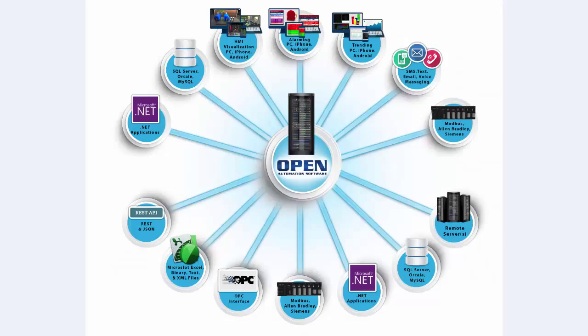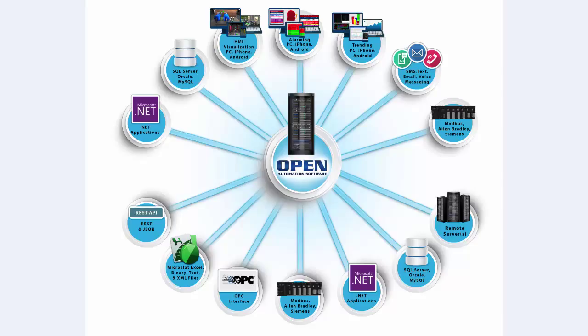Open Automation Software can have all kinds of different data sources. The most common that we have are a REST interface and also a JSON interface. Microsoft Excel can be a data source. We can have OPC servers or clients. We can have direct communications to Modbus, Allen Bradley, and Siemens controllers.